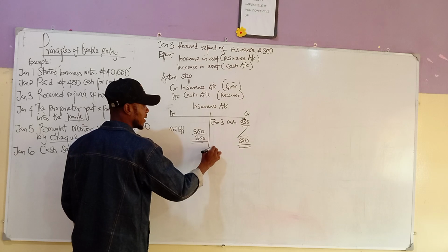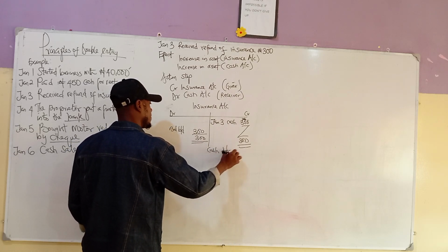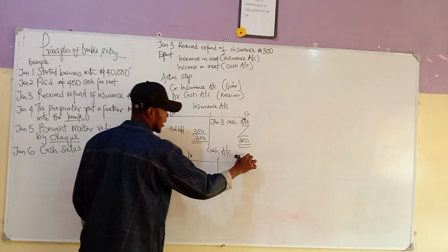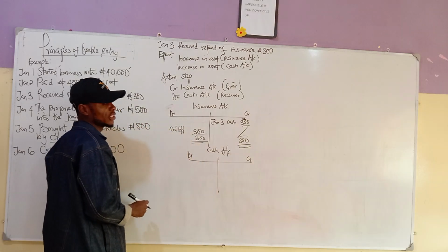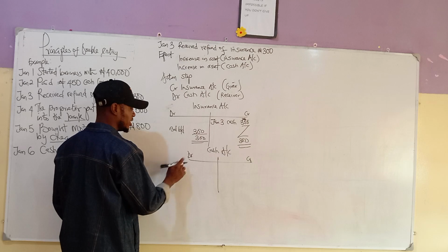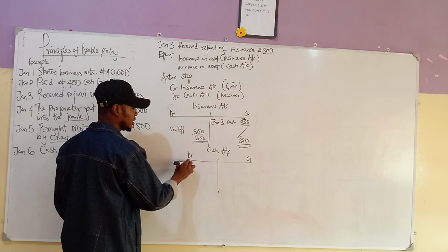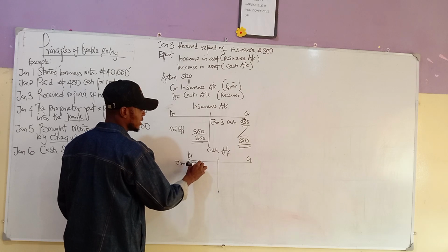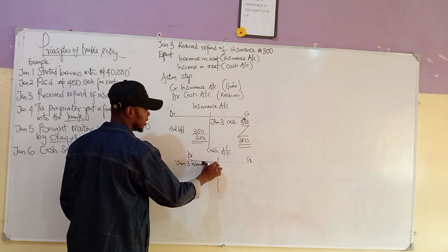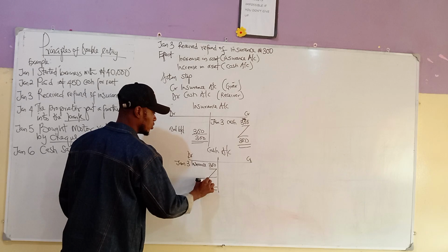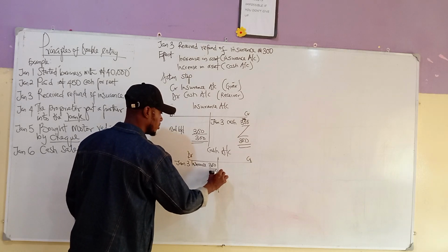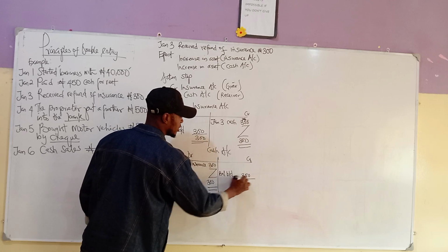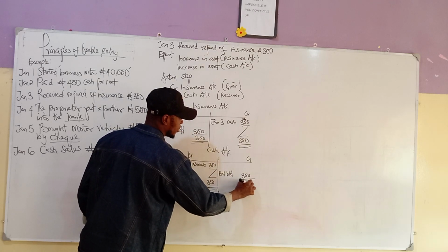Then the second one, cash account. Debit and credit. Now, because cash is receiving, it comes to the debit side, which is January 3rd. And what is paying is insurance. That is the title of that transaction. 300. So we close 300. Then balance brought down, we have 300. And then we close 300.